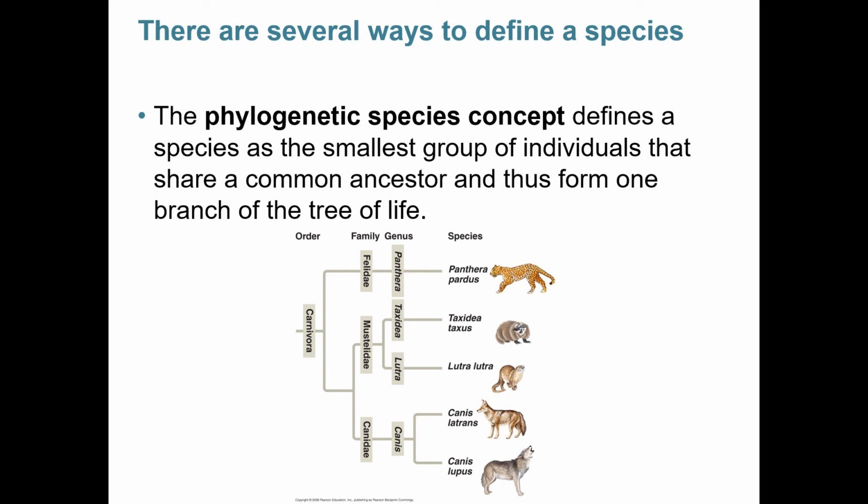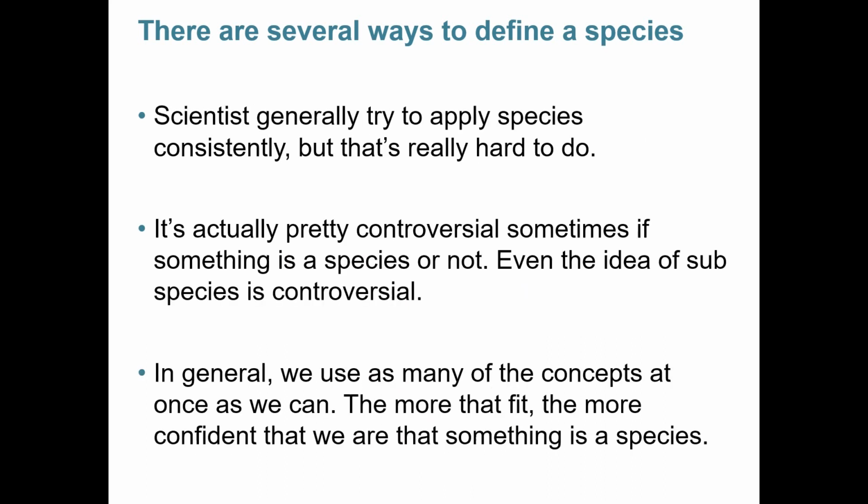So now that we have all these species concepts, how do we actually define a species? Well, generally, we just try to apply species consistently, but it's really, really hard to do. It's pretty controversial sometimes, if something is a species or not. And then there's the idea of subspecies, and that's controversial too. So, in general, we just try to use as many of the concepts at once as we can. The more that fit, the more confident we can be that two things are different species.